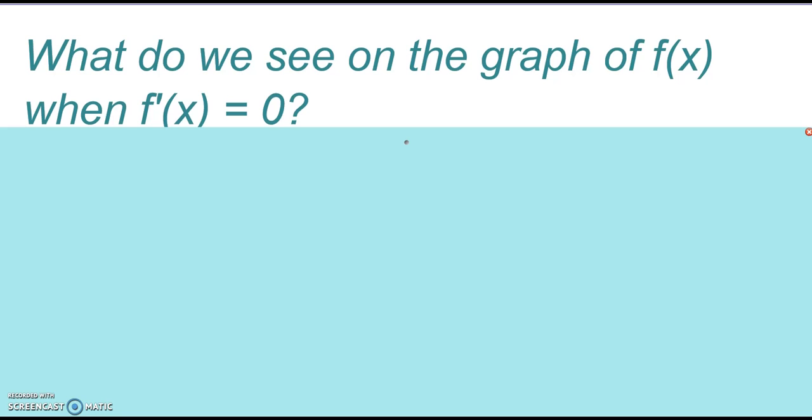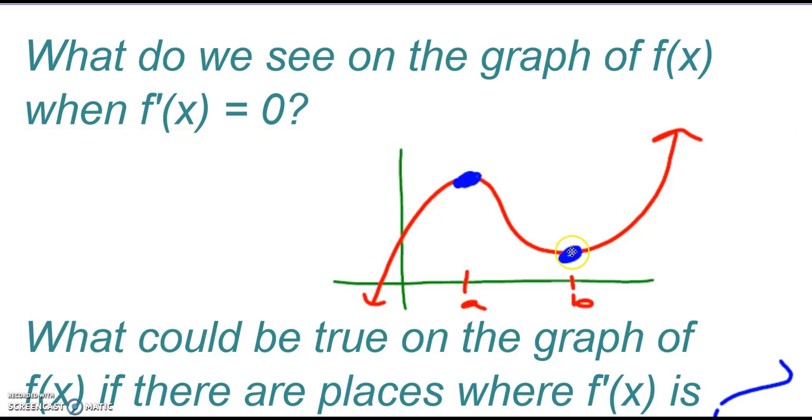So what do we see on the graph of f of x when the derivative is 0? We really already talked about this a little bit. If you take a look here, what is going on at those points right there? Well, again, you have horizontal tangent lines. So these are horizontal tangent lines right here. So again, we're going to have a slope equal to 0. So this is definitely a key point and one that we need to make sure that we understand.